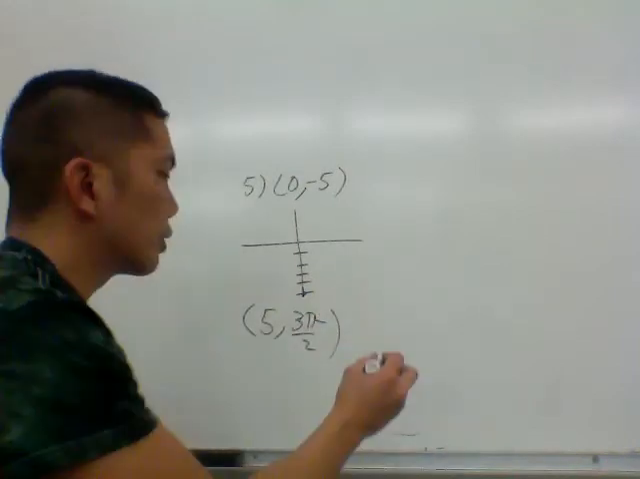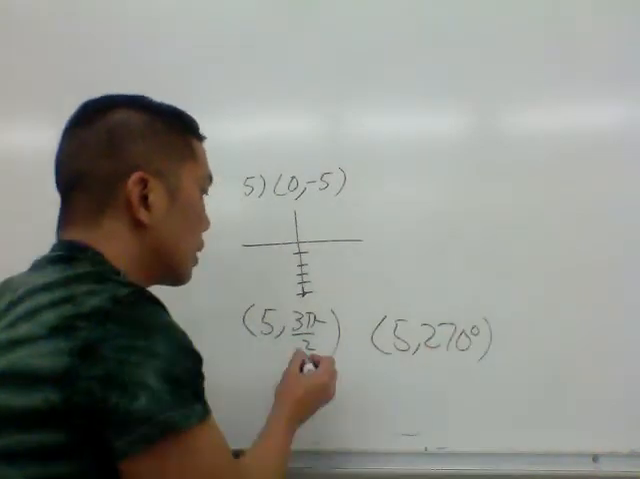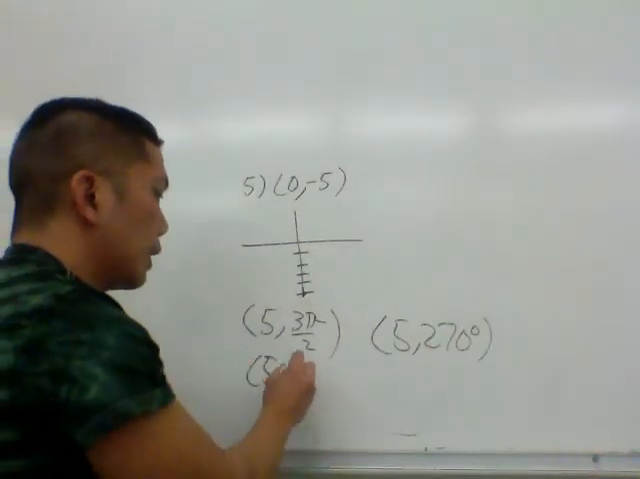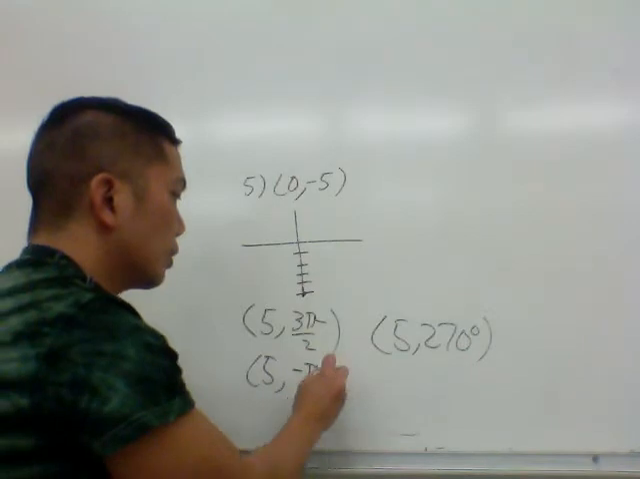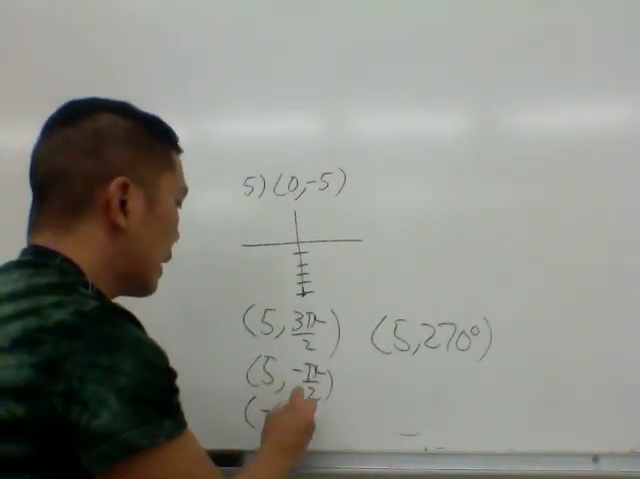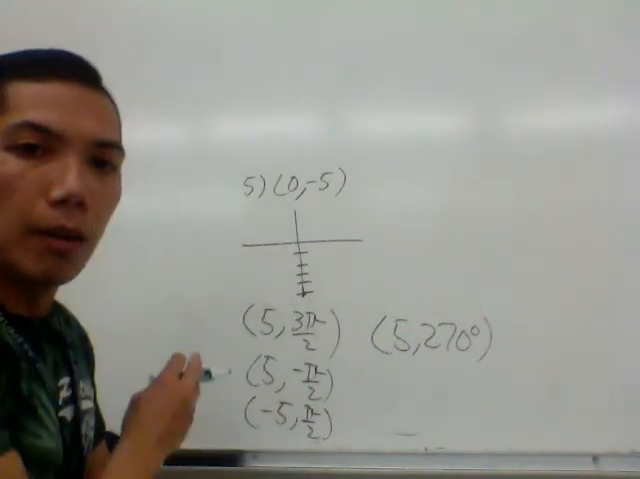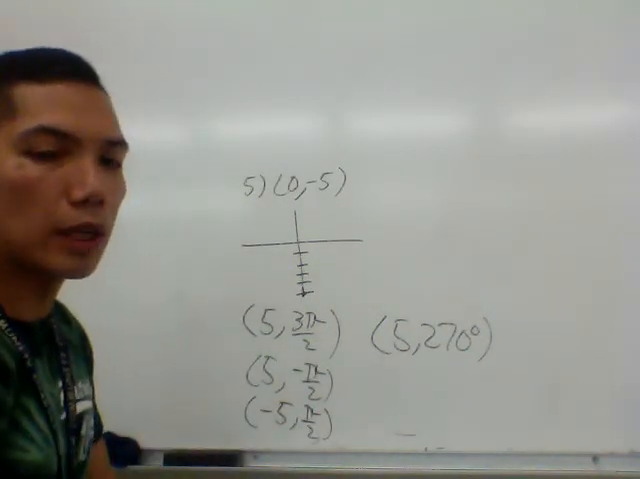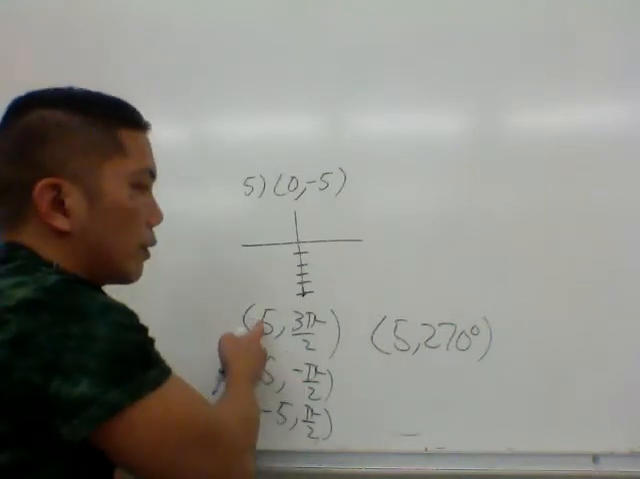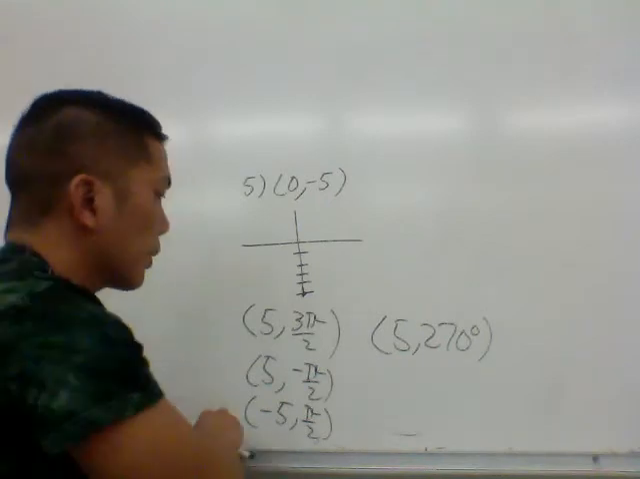I don't care if you use degrees. This could be 5, 270 degrees. You could even do 5, negative pi over 2. That also works. Negative 5 pi over 2 also works. Any of these answers will work. I'm only looking for one, so I'm sure most of you will give me the basic one. Okay?